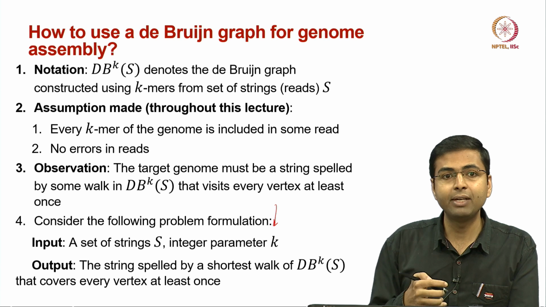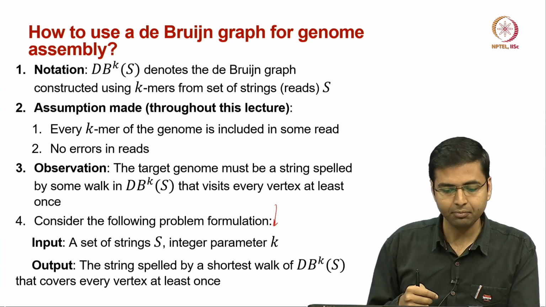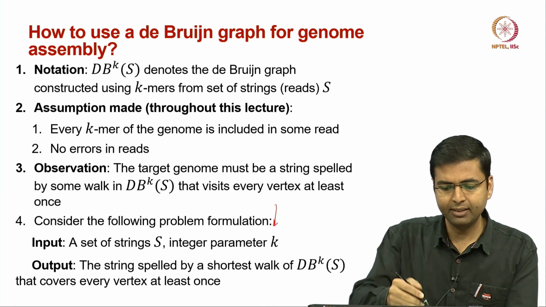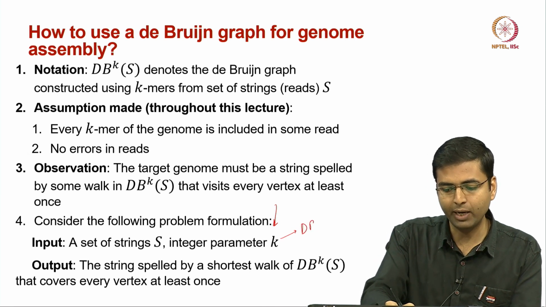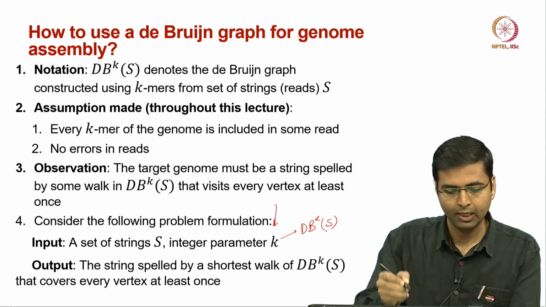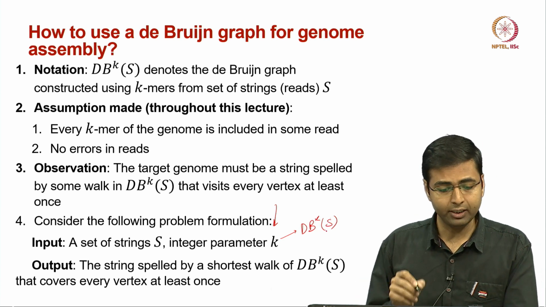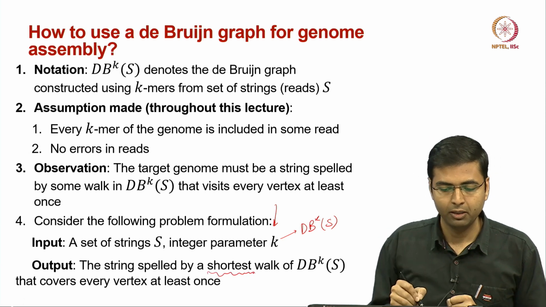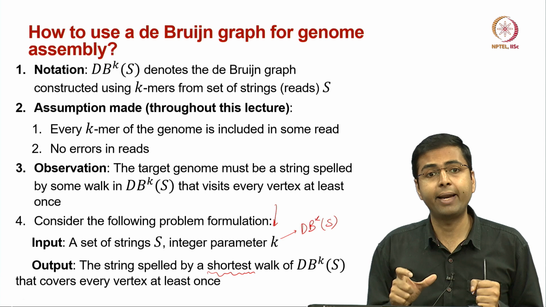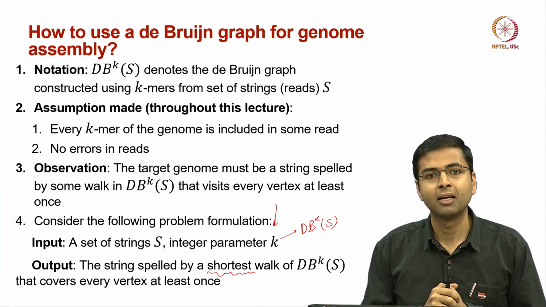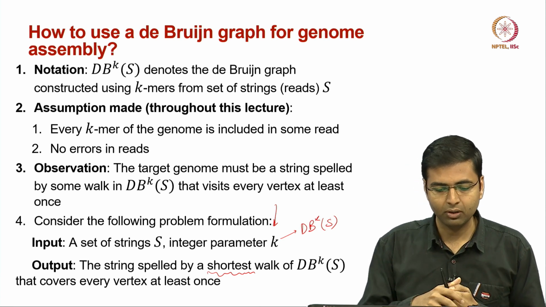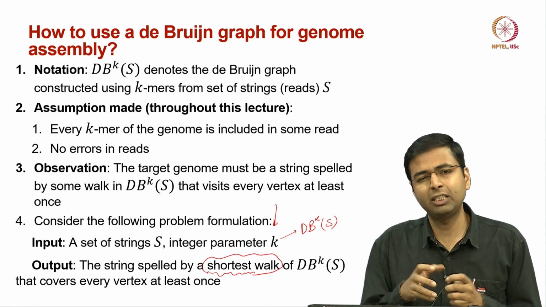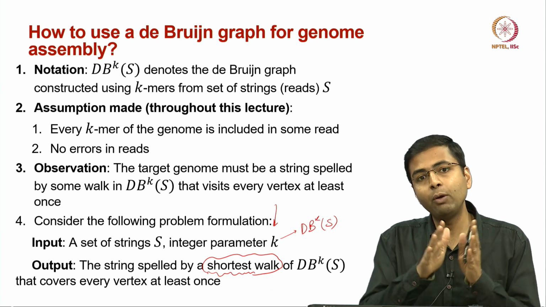As input we are given a set of strings S, that is the reads, and an integer parameter k. So, this gives us the de Bruijn graph as well. As output we want the string spelled by a shortest walk of the de Bruijn graph that covers every vertex at least once. So, the parsimony principle comes from the fact that we are asking for a shortest walk, that is we are asking for the simplest solution that covers every vertex at least once.